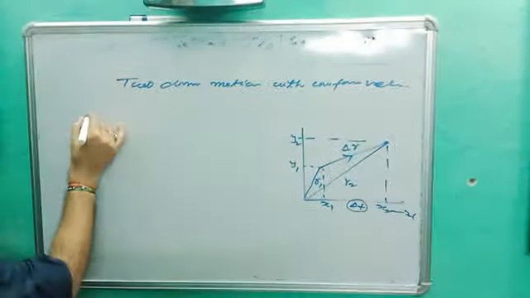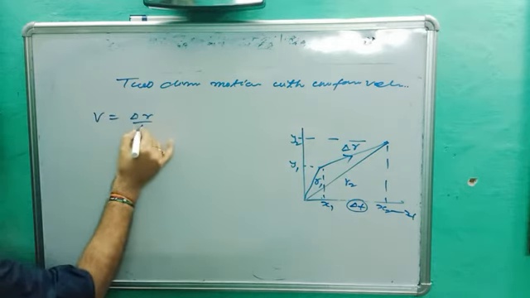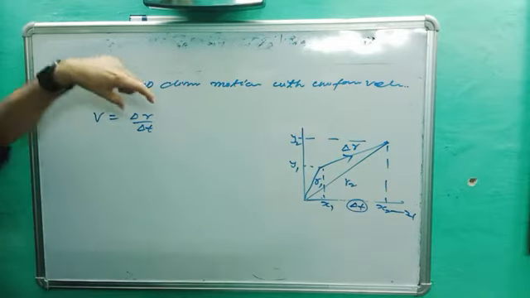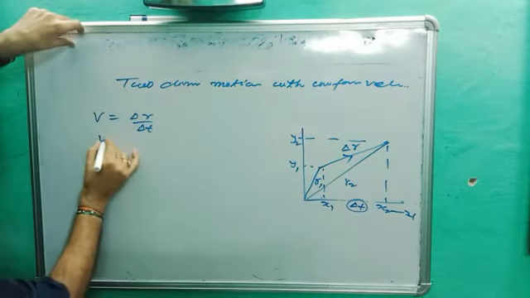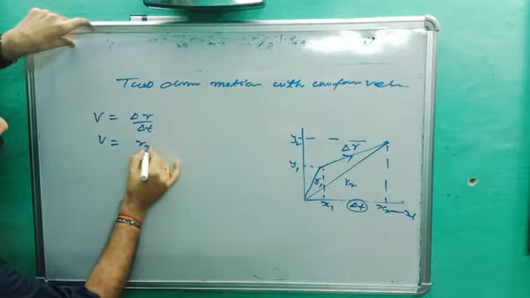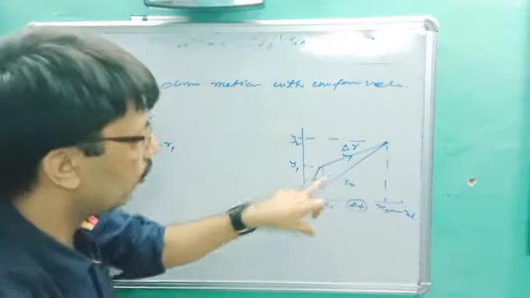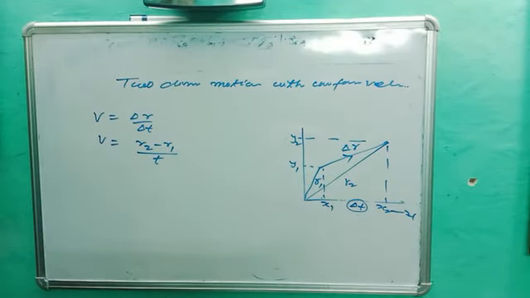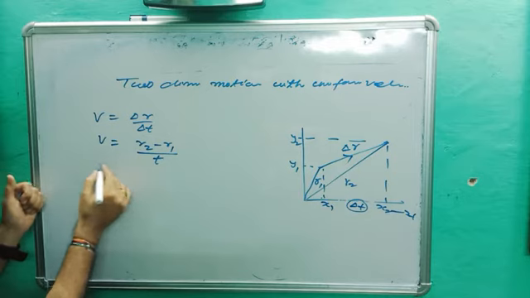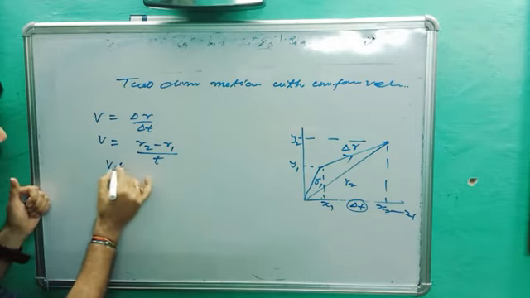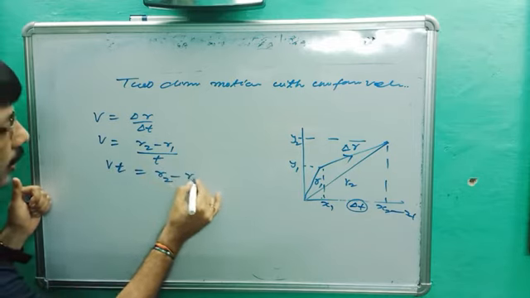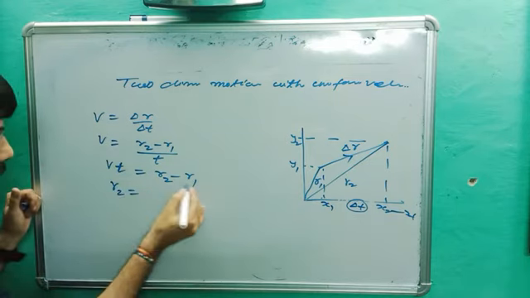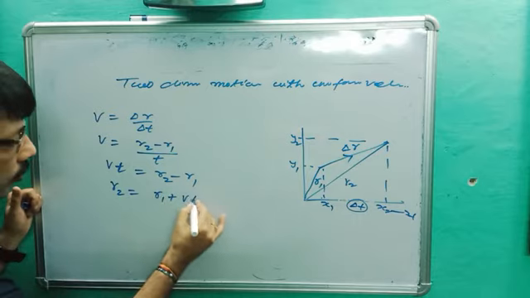Okay, get the value. V is equal to del r upon del t. You better know velocity is equal to displacement upon time. Del r is r2 minus r1, upon time, which is t minus 0, equal to t. Cross multiply: Vt is equal to r2 minus r1. Are you getting the point? So what we get here: r2 is equal to r1 plus Vt.